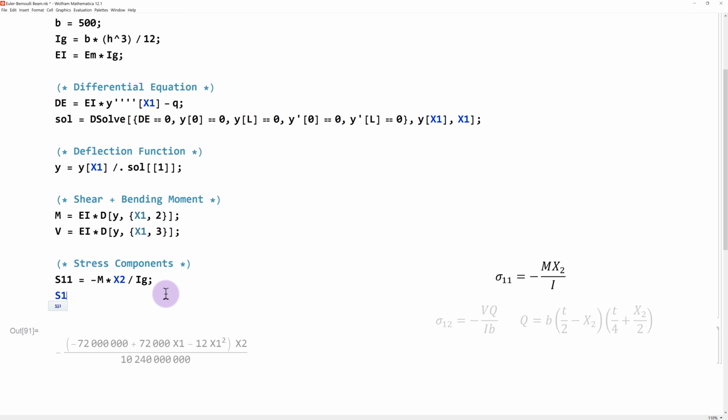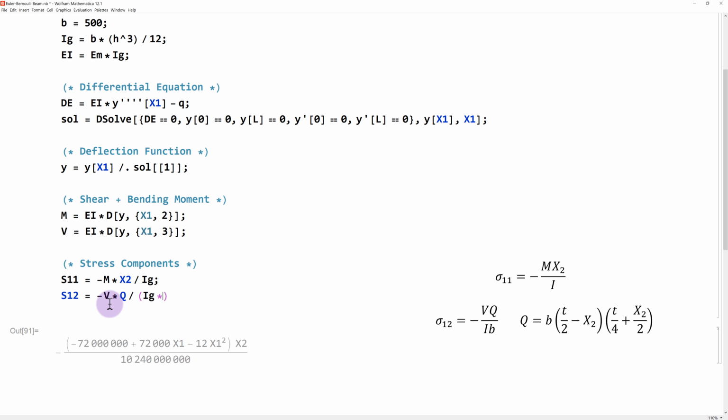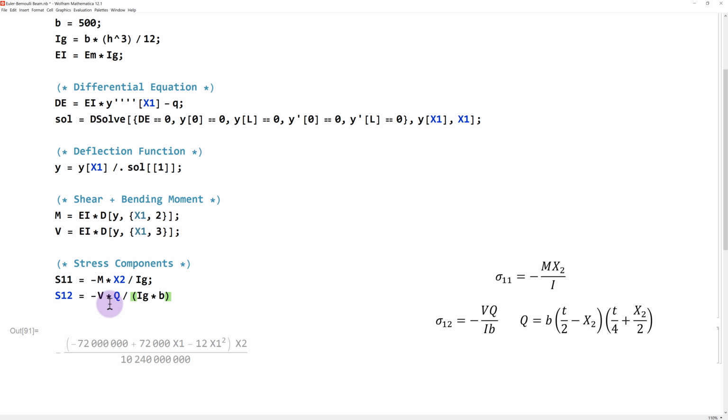We also have sigma 1,2, the stress component 1,2, or the shear stress. And again, we have a nice easy formula where it's equal to negative v, where v is the shear stress, which we defined above, times by q, which we actually haven't defined yet, and that's evident by q being blue. Remember, if something is blue, it means it hasn't been defined yet. And then this is divided by IG, the moment of inertia, times B, which is the thickness of the beam into that E3 direction.